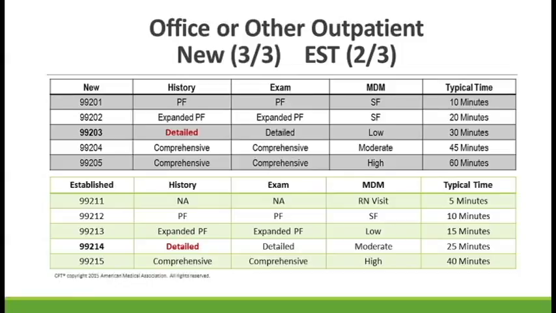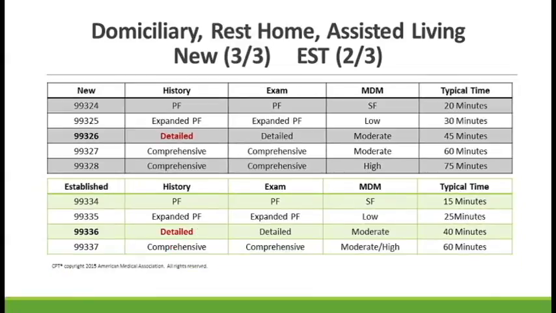In an outpatient or office setting, a detailed history would support 99203 for a new patient and 99214 for an established patient. Keep in mind that the other key components will need to be met as well, but our history would support these levels of E&M. In a domiciliary or assisted living center, a detailed history would support 99326 for a new patient and 99336 for an established patient.